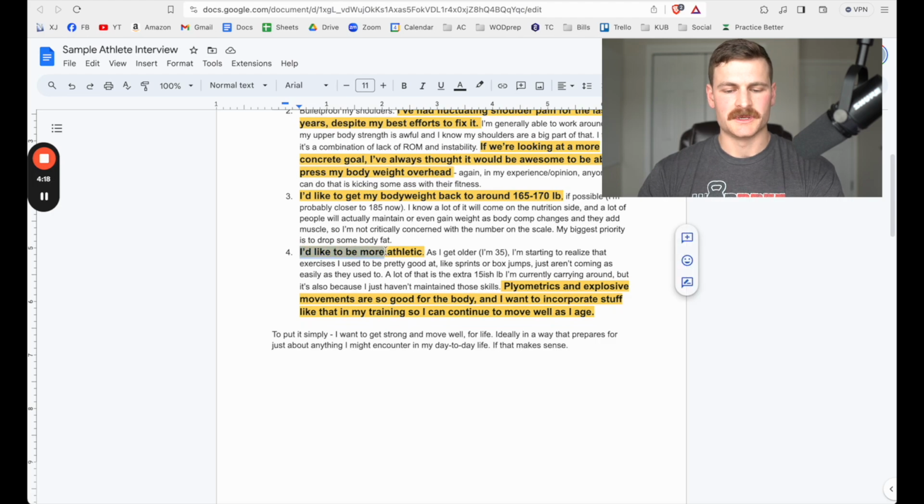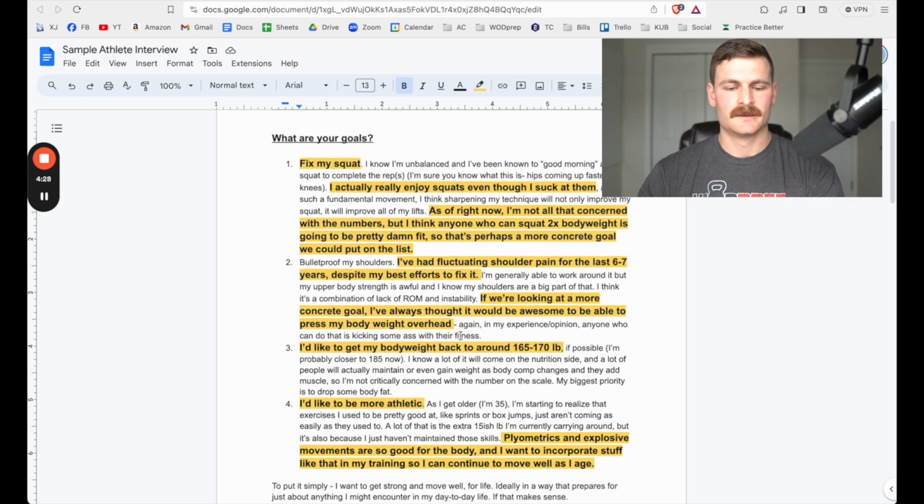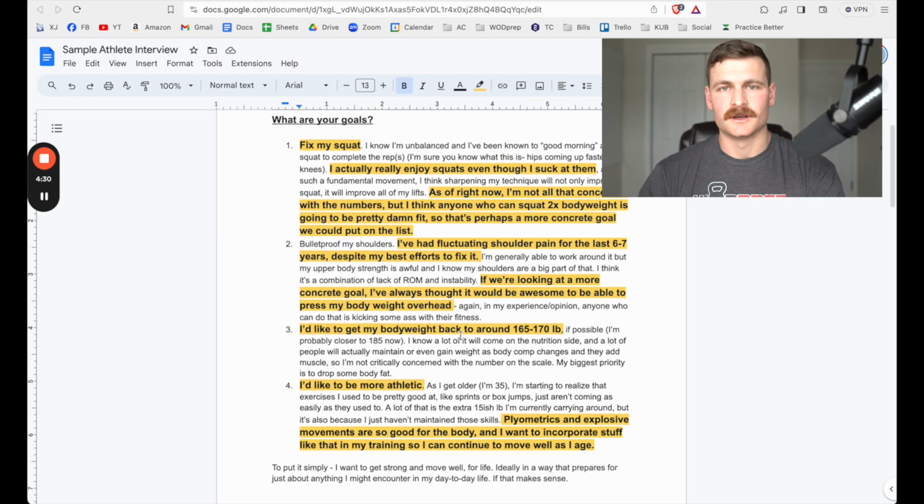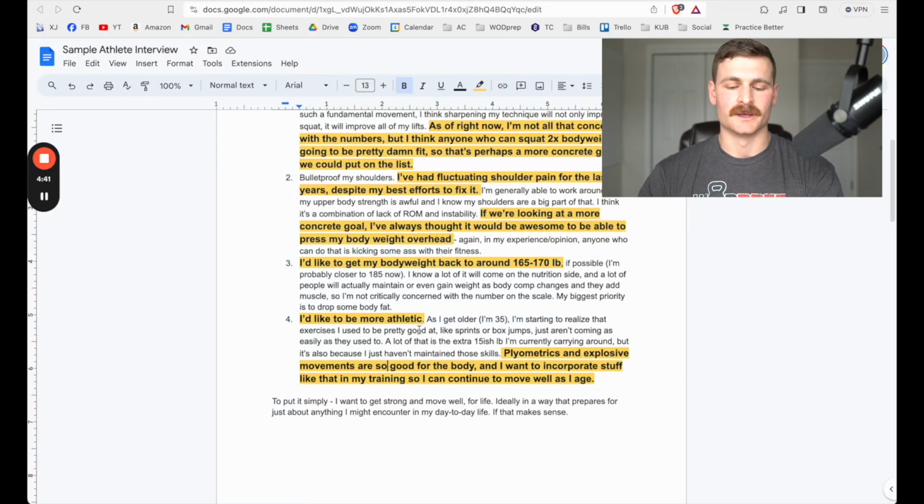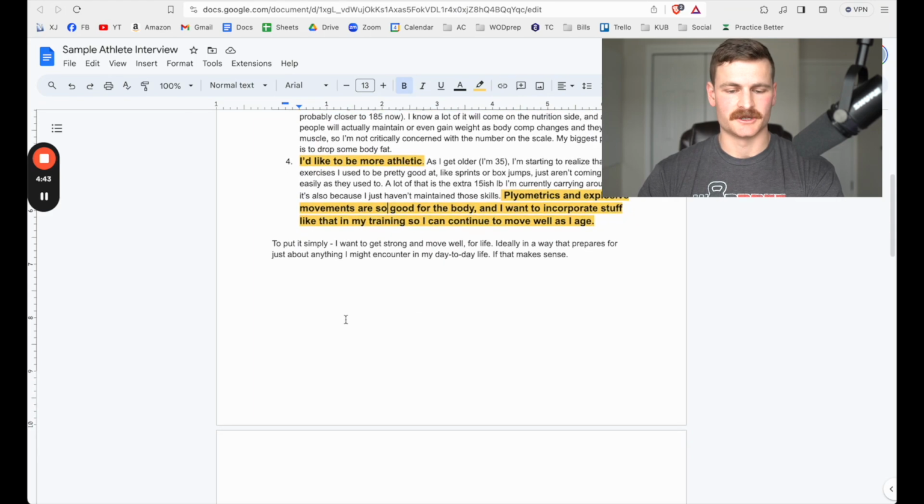And then finally, he wants to be more athletic. He wants to include plyometrics and explosive movements. And he wants to incorporate that stuff in his training so he can continue to move well as he ages, which is totally fine. You'll find that the goals of patients, as you know, as a physical therapist, vary wildly. And so there's not really a good excuse for not taking goals because they can be so unique and they will dictate what rehab and what this periodization and programming looks like.